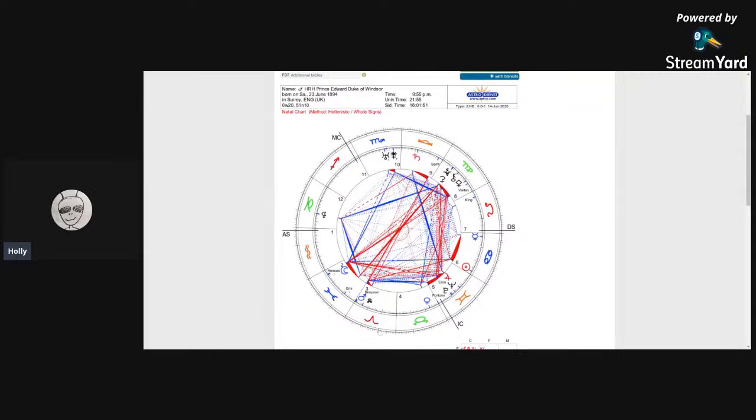This is the house of brothers, of siblings, of friends, of close acquaintances, people close to you that are not necessarily your parents, but your friends and neighbors. It's short distance travels. It's communication. It can also be basic studies, but not like higher learning. That's the ninth house.